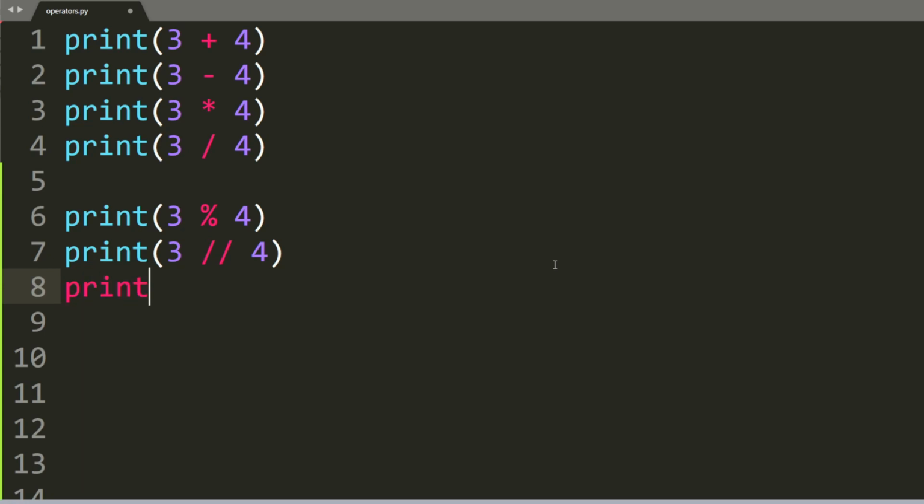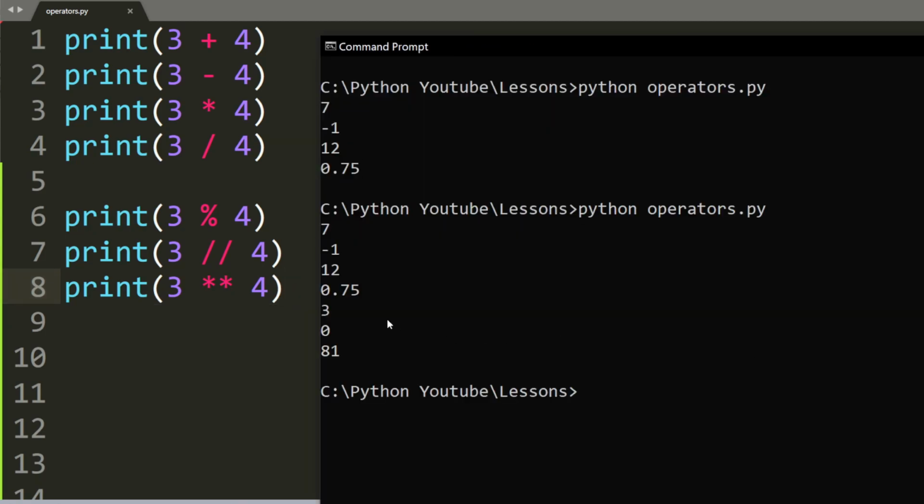And another one I'd like you to know is the exponent sign. So the exponent sign is not this one, it is double star. So this means 3 to the power of 4, which gives you 81. So we run it again, and indeed, here we get a 3 because 3 is the remainder once you get 3 mod 4. 3 divided by 4 gives you 0.75. You round down and it gives you 0, and 3 to the power of 4 indeed gives you 81.